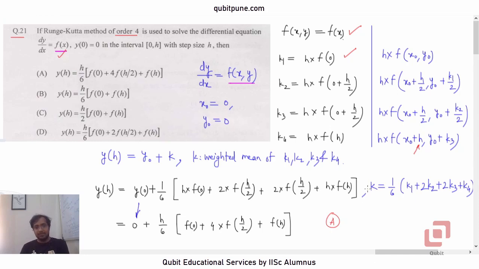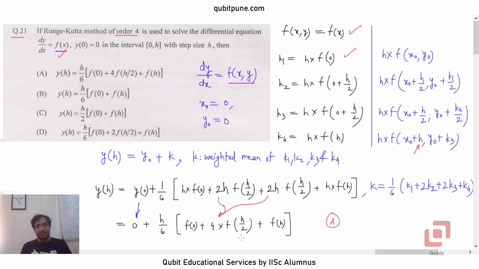Take h common from all the terms. Sorry, I have forgotten to write h here and here. That's my mistake. It should have been 2h and then 2h into that. So if you take h common, it will be f of 0 plus 2 times f of h by 2 plus 2 times f of h by 2, so that 2 and this 2 will make it 4, and then finally this will be just f of h. So f of 0 plus 4 into f of h by 2 plus f of h.